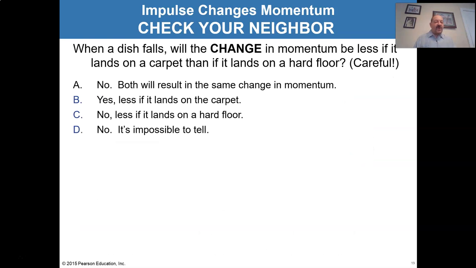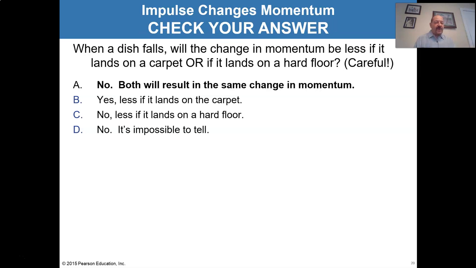When a dish falls, will the change in momentum be less if it lands on a carpet than when it lands on a hard floor? I think by now you're probably getting the idea of the answer, so let's go through. No, both will result in the same change in momentum. Yes, less if it lands on the carpet. No, less if it lands on the hardwood floor. No, it's impossible to tell.